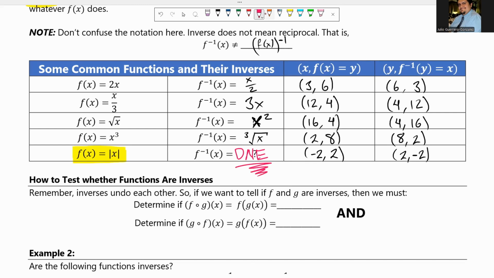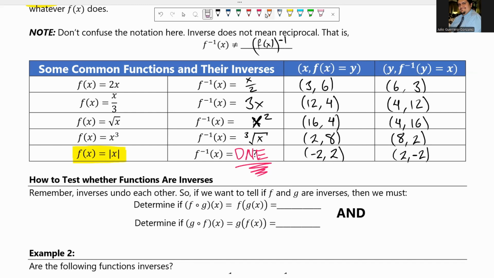This one does not exist. There is no inverse for that, and in particular, it's because it is not one-to-one. Not all functions have inverses. The ones that do, we should be able to figure out. This is what we're going to cover for the rest of the section.